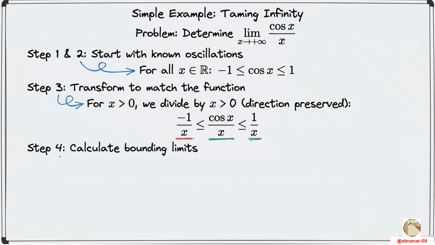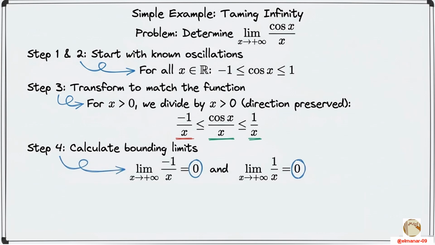Step 4. Calculate the bounding limits. Now let's look at what happens to the outside functions, the bread of our sandwich, as x gets incredibly large. As x goes to infinity, the fraction -1 over x gets closer and closer to 0. Similarly, as x goes to infinity, the fraction 1 over x also gets closer and closer to 0.